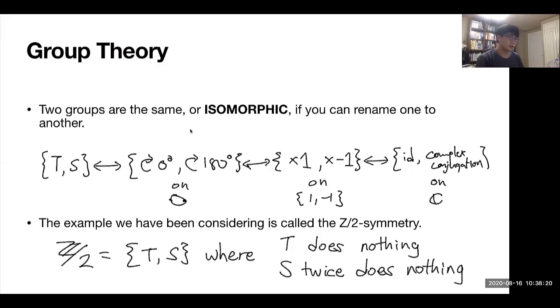And just as an aside, this group where we have two elements, one of them doing nothing, and the other one that when repeated twice does nothing, is called a Z-mod 2 symmetry, as an analogy to the modular 2 arithmetic that we were explaining when we were talking about parities. So that group is called the Z-mod 2 symmetry or Z-mod 2 group. Okay.